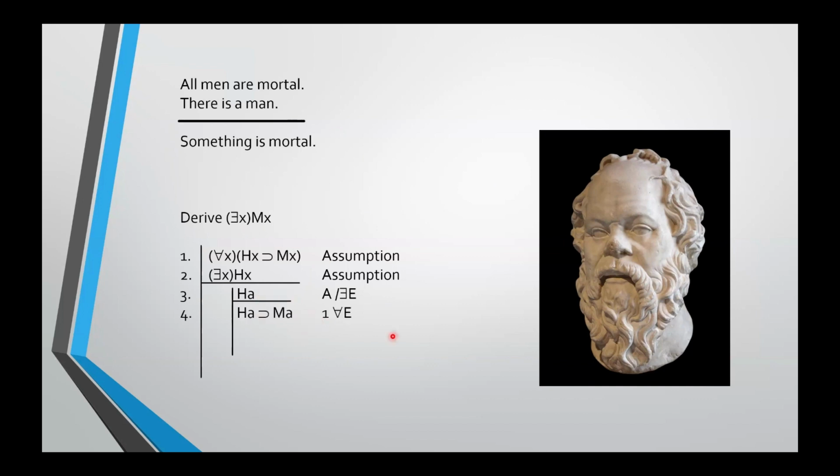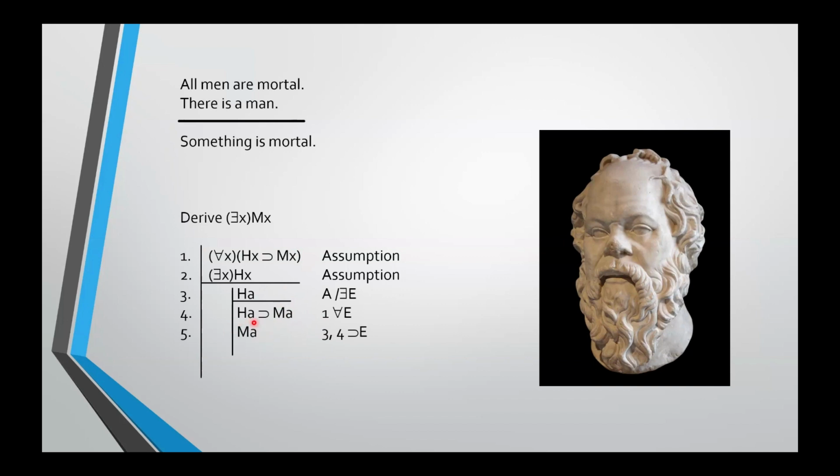Then we can use universal elimination on this. Note that we could have actually done that before the existential elimination step, and then A still wouldn't be in an open assumption, so it would still be fine to do the existential elimination after that. We'll use conditional elimination to get MA, so we've deduced that A has to be mortal.